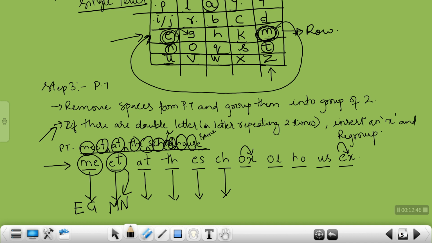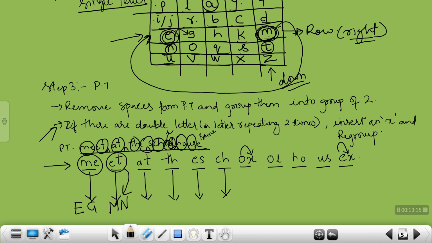Now if two letters are in the same column, replace each letter with the letter immediately below it, wrapping around. When they were in the row, we were replacing it with the right. And when it is in the column, we have to replace it with the down letter. Now let us take an example over here, VR.